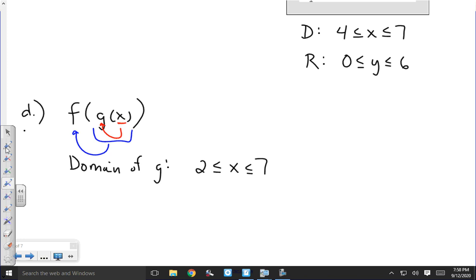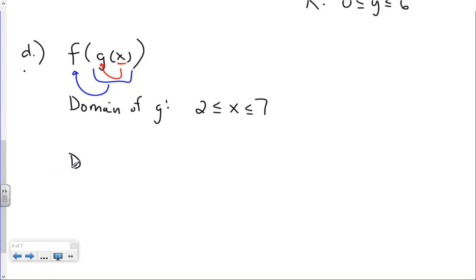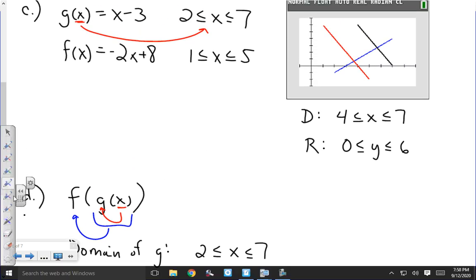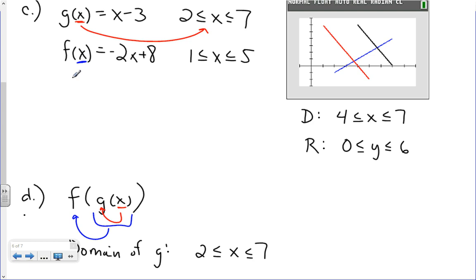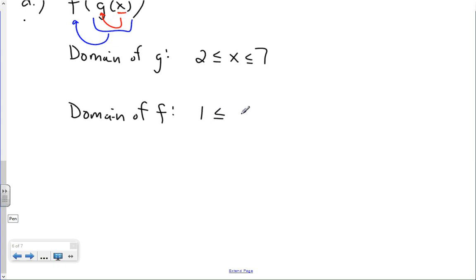So now let's consider what the domain of f is based on what we're plugging into it. For the domain of function f, let's go back up here and refresh our memory about function f. This says that if you're going to plug x into function f, then it has to meet this criteria. X has to be between 1 and 5. But again, we're not plugging x into function f down below. We're plugging g of x. So g of x is what's going to have to be on that interval from 1 to 5. So let's write that down. G of x is going to have to be between 1 and 5.